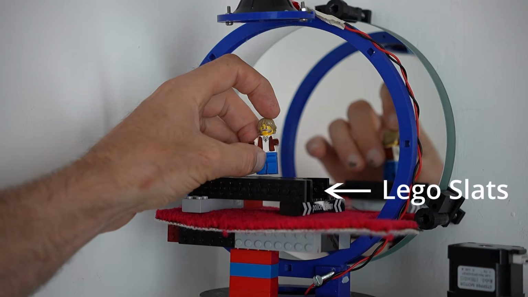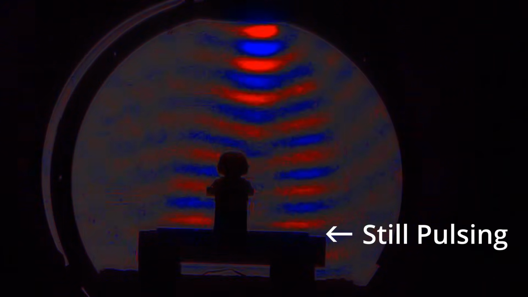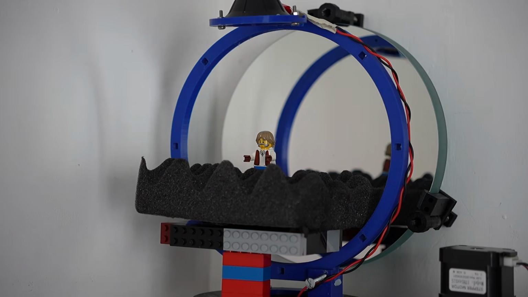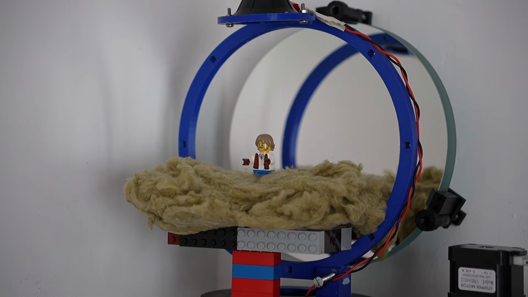Then I tried some Lego slats to diffuse the sound. Then I tried some acoustic foam, which did a nice job, there was hardly any reflections. And then I tried some Rockwool, which also did quite a nice job.